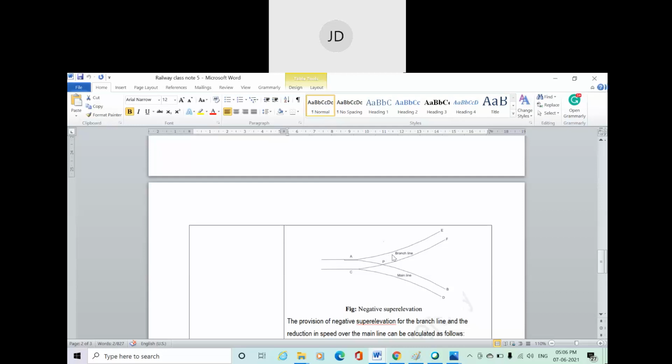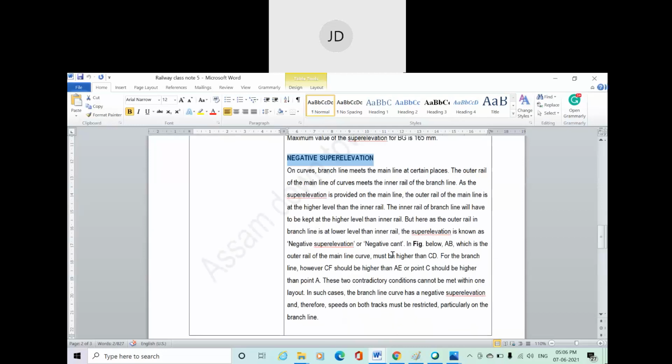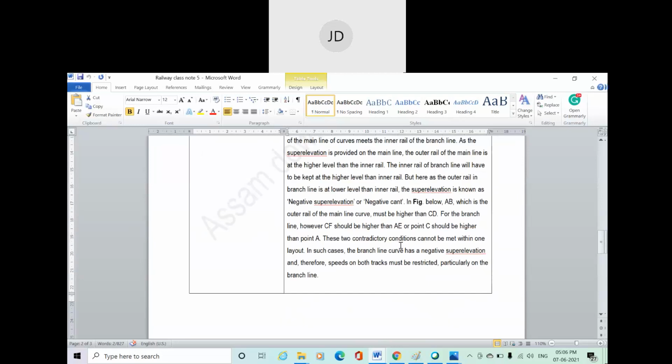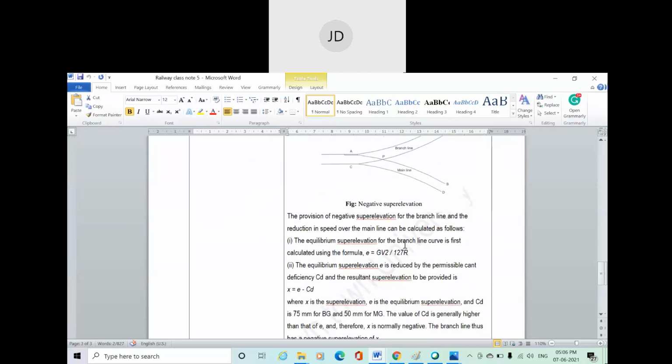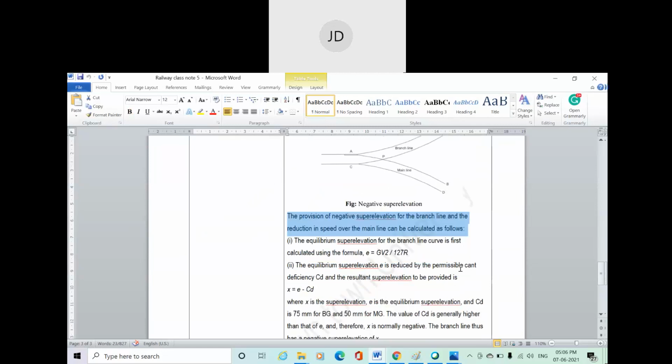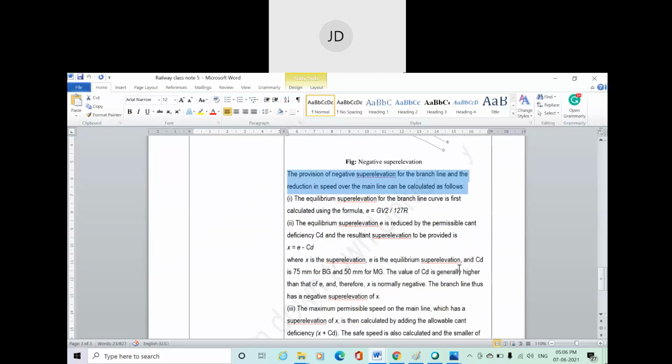Okay, clear? So these things are already explained here. We go through these notes, all these things are explained here. Okay, go through this. Now how to implement a negative super elevation, you also go through this. We're going to discuss in coming classes also, if you have any doubt about that.